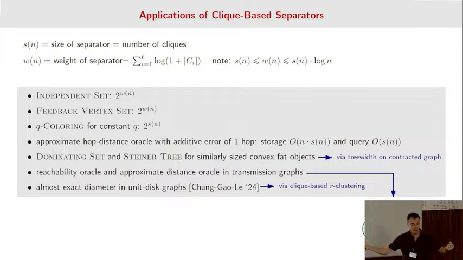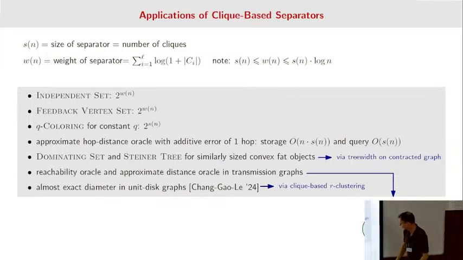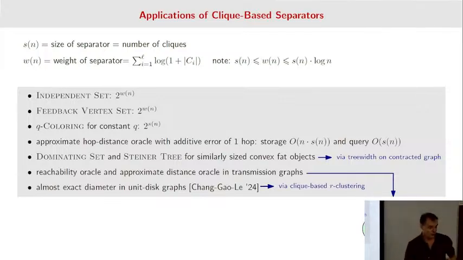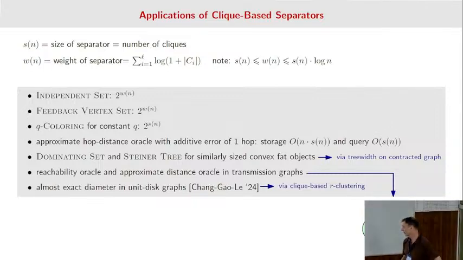That's already difficult to do with small storage and fast query time. Right? For undirected graphs, you just compute connected components and check, oh, is this in connected component 5 and is this as well? But for the directed setting, that doesn't work. And also here, based on these clique-based separators, you get the best known result so far.